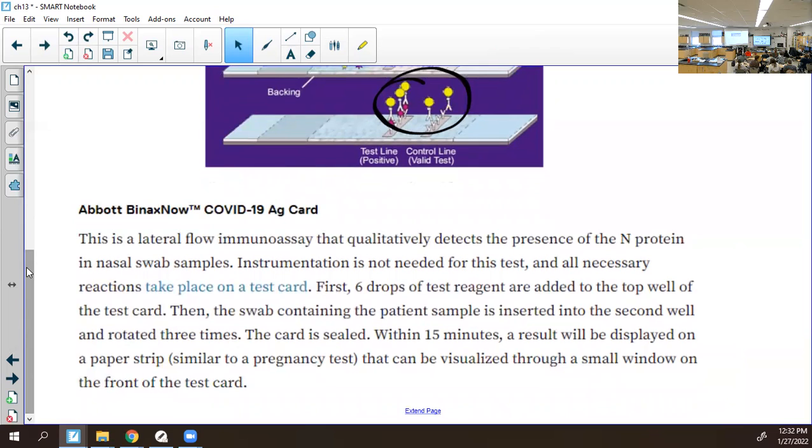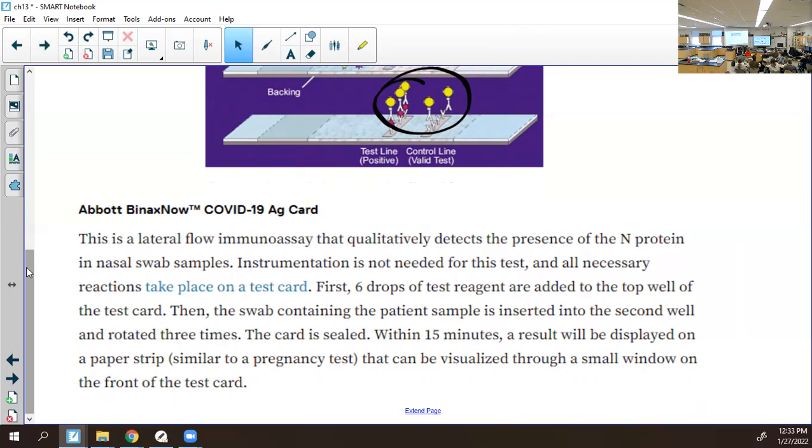Now this is technically not chromatography. It's lateral flow immunoassay. That's hard to say, but it's the same exact idea. So this is a lateral flow immunoassay that qualitatively detects the presence of the N protein in nasal swab samples. You don't need any instruments. That's what's awesome about it. All the necessary reactions take place on the test card. 6 drops of test reagent are added to the top of the test card. Then the swab containing the patient sample is inserted into the second.